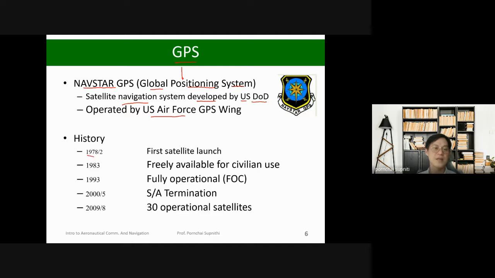It started back in 1978, so it's been quite some time. But it was made freely available for use by civilians, meaning just anyone, any citizen, in 1983. The system took from 1978 all the way to 1993, which is 15 years, before it was fully operational. Because you have 31 satellites, it takes some time for launch and completing the system. It's a lot of money.